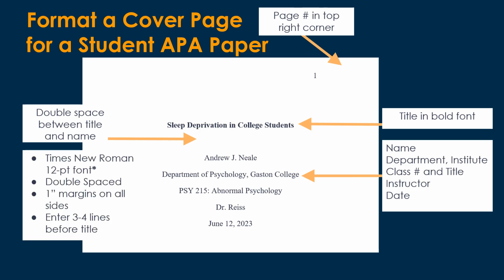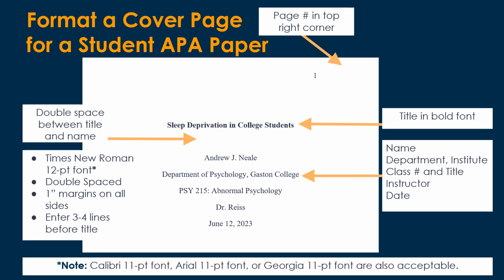All of this information should be double-spaced and presented in Times New Roman 12-point font with 1-inch margins on all sides. Don't forget to hit enter 3 to 4 times before you type the title. Finally, please note that while Times New Roman 12 is the most common font used in APA-style papers, Calibri 11, Arial 11, and Georgia 11 are also acceptable.